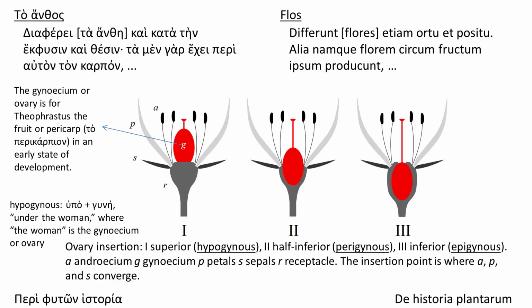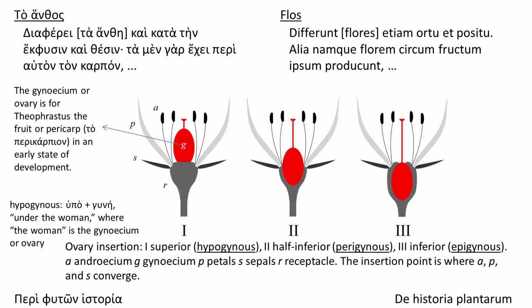Though Theophrastus' catalogue of flower parts and function is deficient, his observations about the differences between the flowers of different plants are remarkably precise. For example, "diapere kai kataten ekpusin kai tesin, tamengar eke peri auton ton carpon." There are also differences in the way the flowers grow out and in the position they occupy. Some plants, on the one hand, have the flower around the fruit itself.